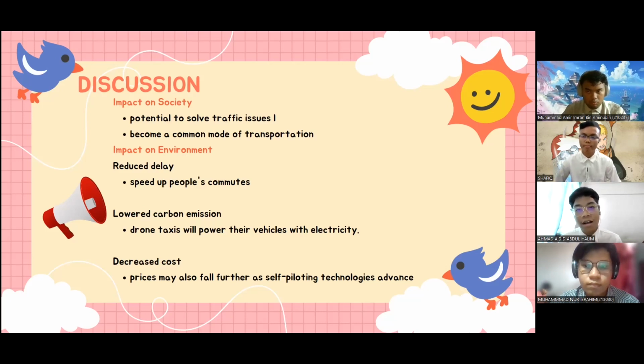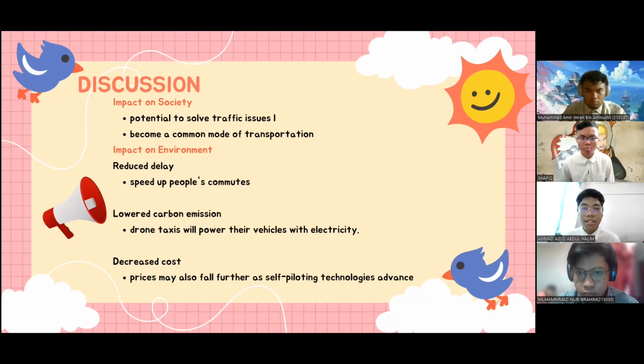Drones have made many important tasks in agriculture, aerospace, and other industries easier to do. However, drones can be used in more than just agriculture and the aerospace industry. In Dubai, for instance, they are trying out drone taxis that can take passengers where they want to go. These drone taxis have the potential to solve the traffic issue and become a common mode of transportation in the future. Other than that, there is the impact on the environment and nation.